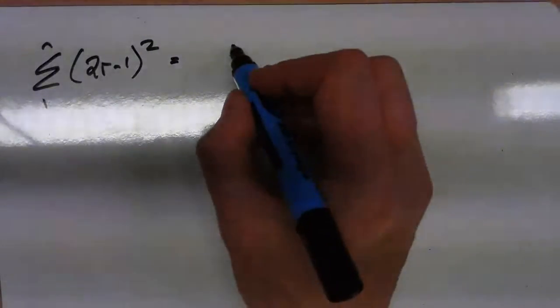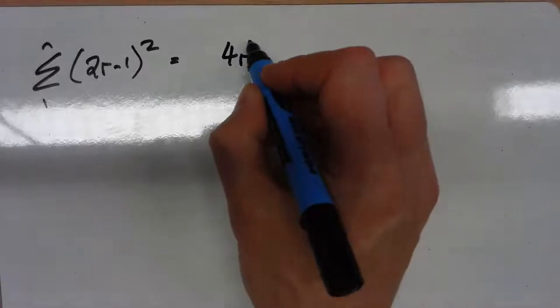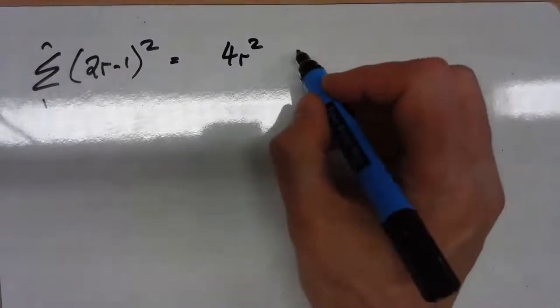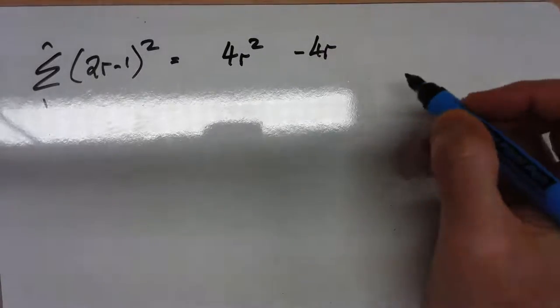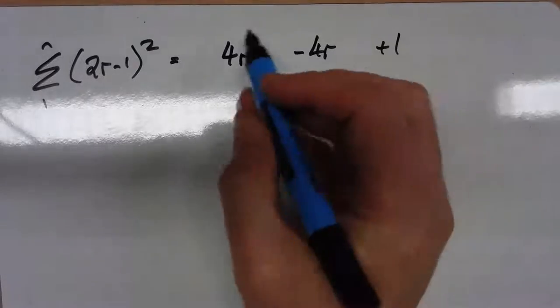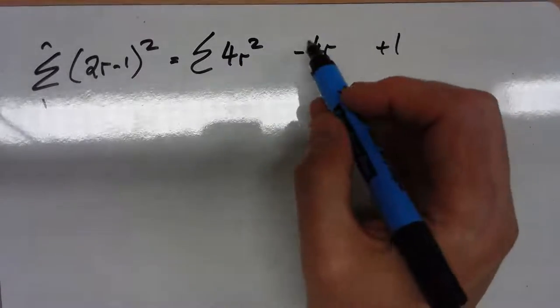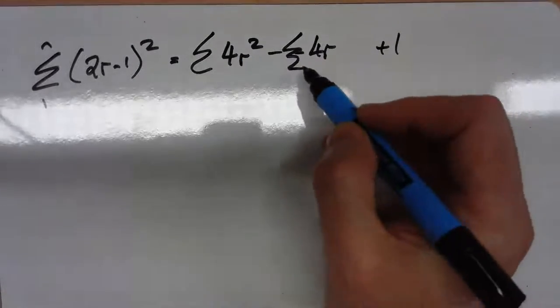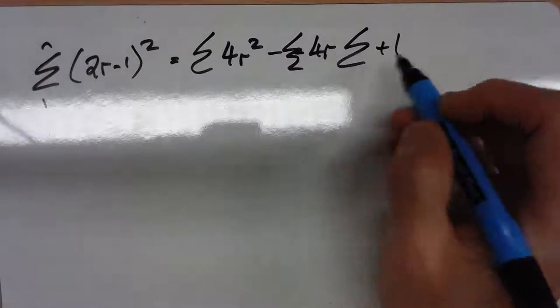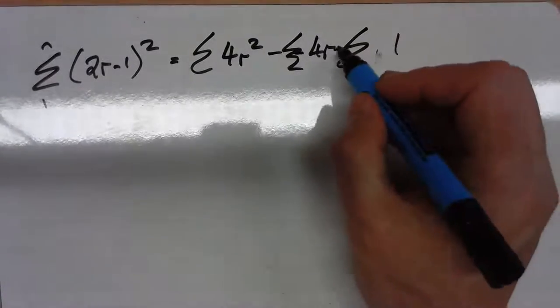Number three, we've got (2r minus 1) all squared. So the first thing I'm going to do is square that bracket. So I've got 4r squared, minus 4r, and then plus 1. And we need to sum each of those bits here. So, sorry, the funny sum there, and the sum of 1 there.